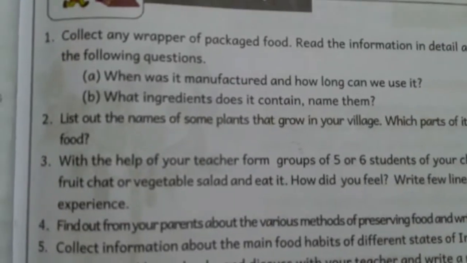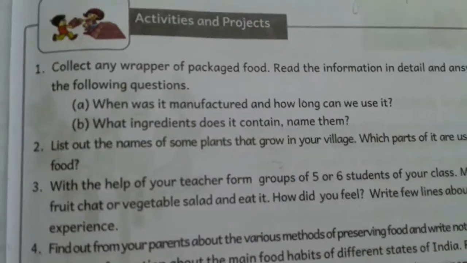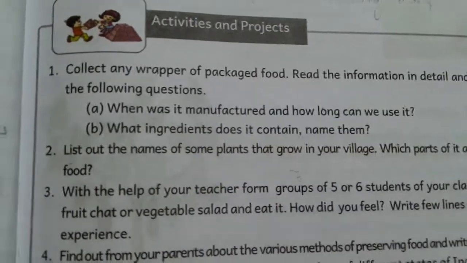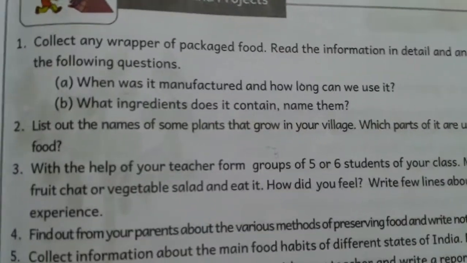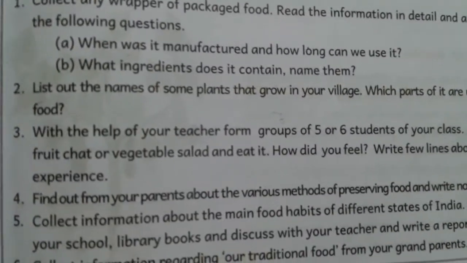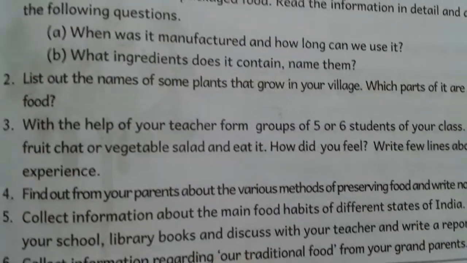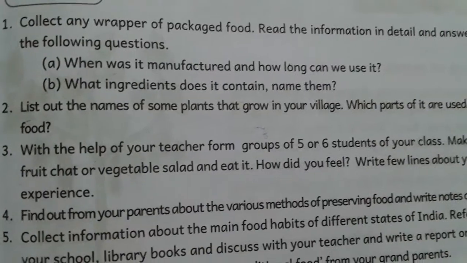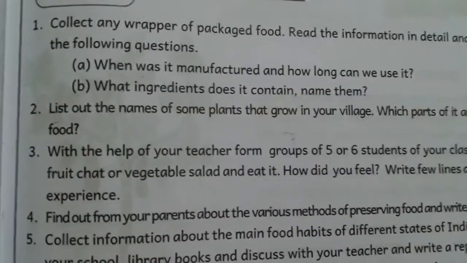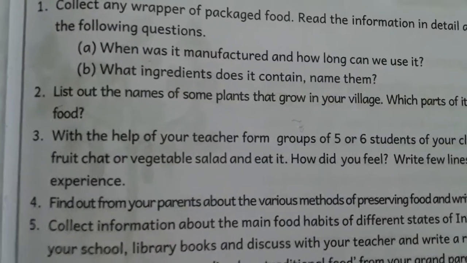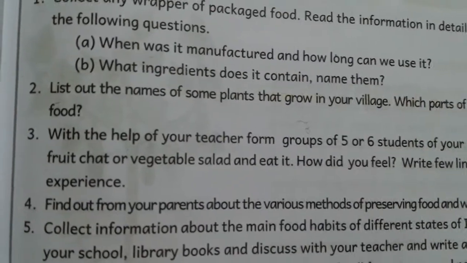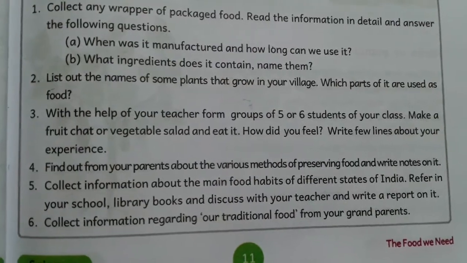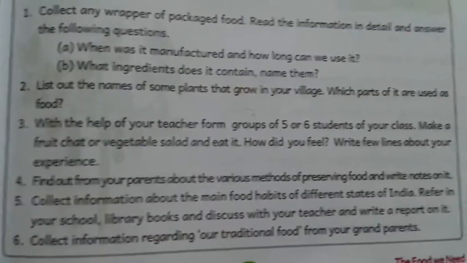First one, collect any wrapper of packaged food. Read the information in detail and answer the following questions. First of all, when you see any food item wrapper, you have to see the manufacture date and expiry date: when it was manufactured and how long we can use it. And second one, what ingredients does it contain? Name them. And second one, list out the names of some plants that grow in your village. Which parts of them are used as food?